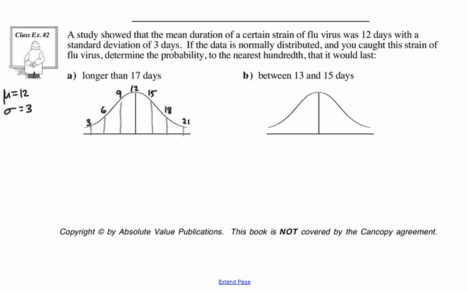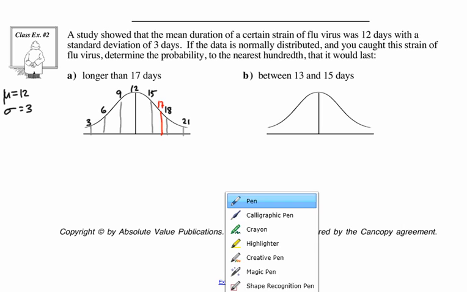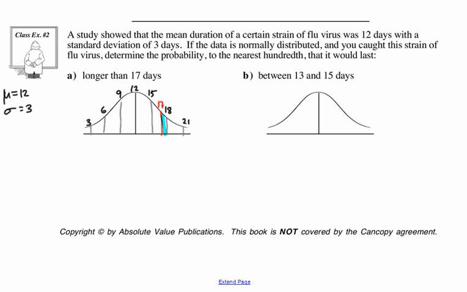So we want, what is the probability to the nearest hundredth that it would last longer than 17 days? So 17 would be in here somewhere. And we want longer. Longer means greater than. So we're going to shade to the right. So the first thing we need to do is figure out, okay, what is the z-score for 17? We know it's supposed to be between 1 and 2. So let's find it out.